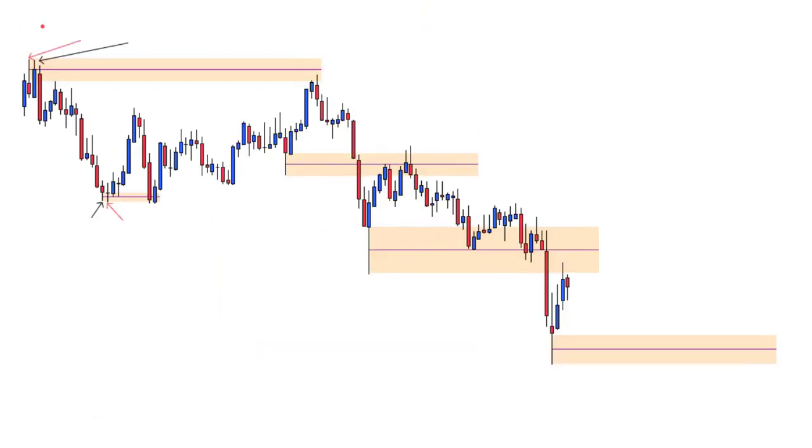Okay, the same thing, you can see how price came back to this level, reacted from here, and fell to the downside. So this is a larger picture of the previous slide.